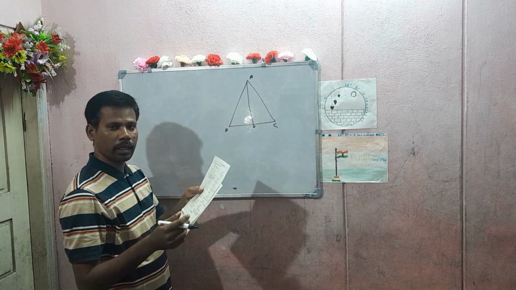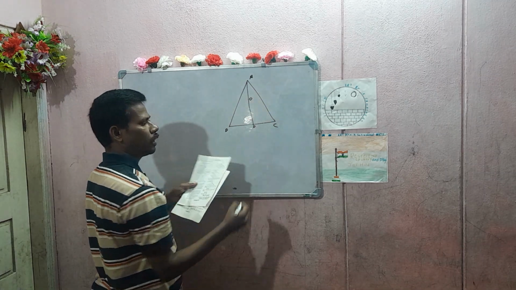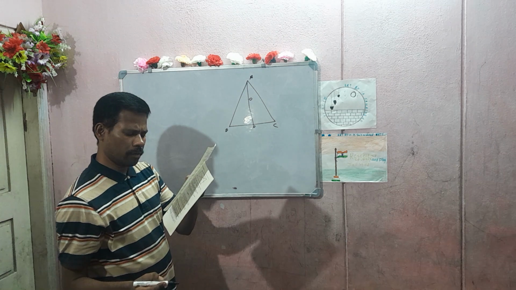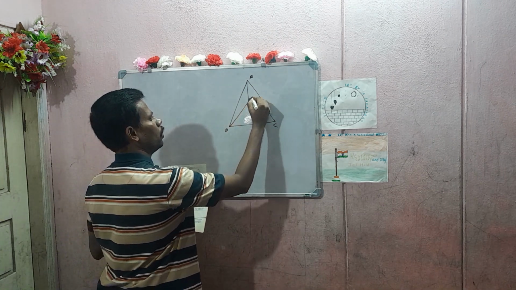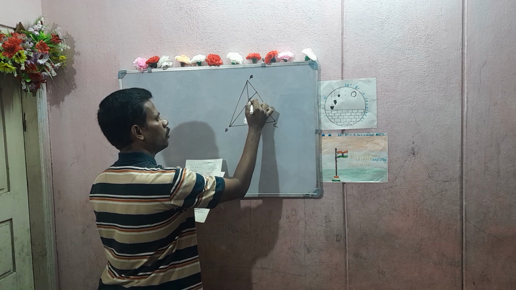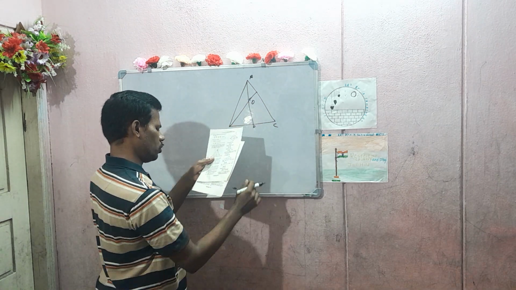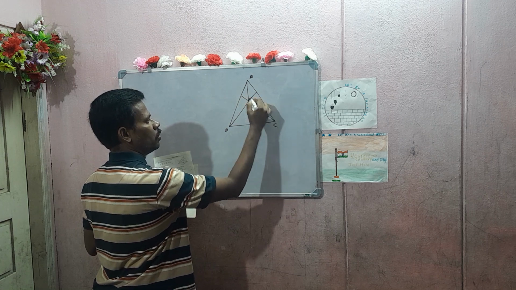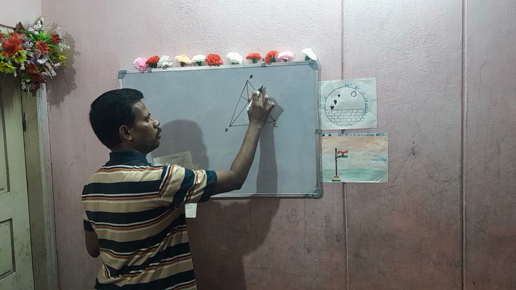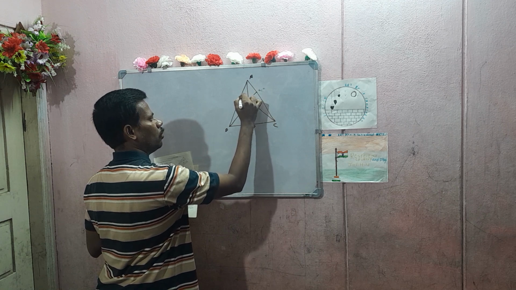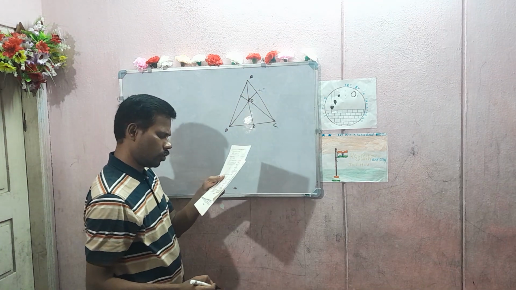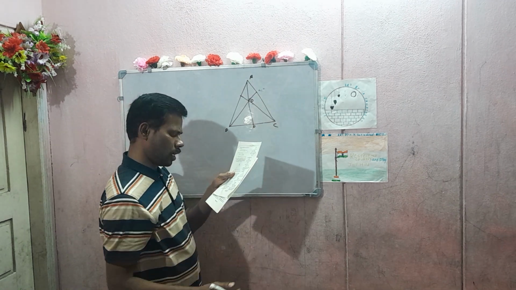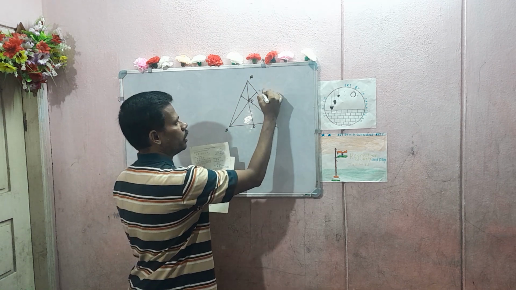O is any point on AD. BO and CO are produced to meet AC and AB. What is given? BO and CO produced meet AC and AB in E and F respectively.